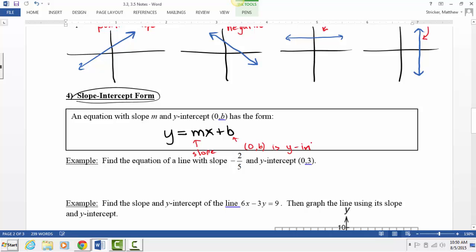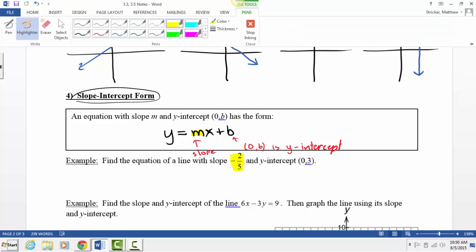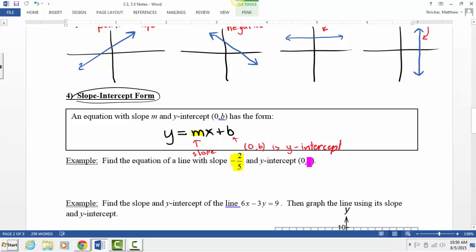We already talked about intercepts. Remember, with a y-intercept, you always let x equal 0. So we know the x-coordinate is 0, but the y-coordinate is b. So very simply put, in this next example, notice it tells us the slope. That's what in the equation? That's the m. And then it tells us the b. It tells us that b is 3. Right?